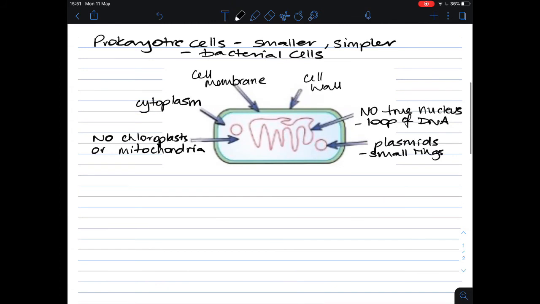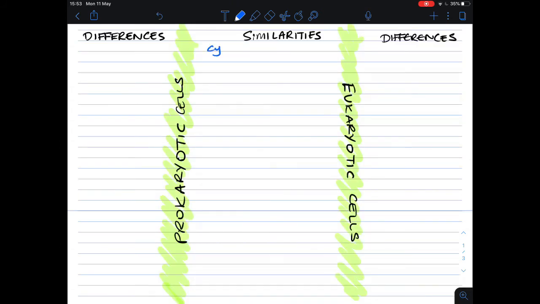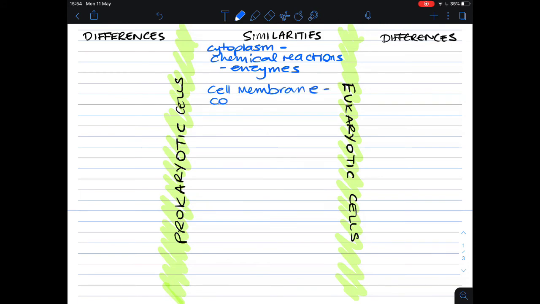In an exam, you may be asked to compare these two types of cells. So you should look for the similarities and the differences. It's often easy to set it out in a table. They all have cytoplasm, where chemical reactions take place controlled by enzymes. They all have cell membranes, which controls what goes in and out of the cells.